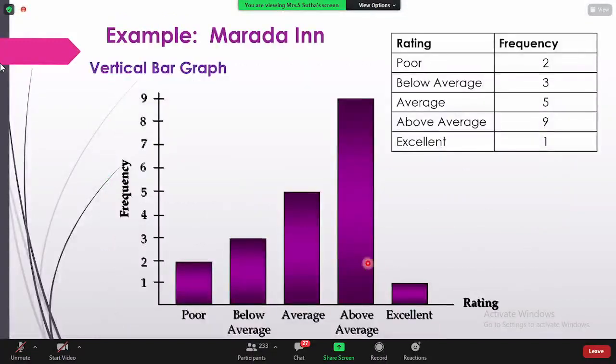Now here we are taking the vertical bar chart for the same example. Earlier we considered the rating of the accommodations, the quality of the accommodations. So we have this frequency distribution. Here we are taking rating on the horizontal axis. Then there are 5 non-overlapping classes: poor, below average, average, above average, excellent. Then we are taking the frequencies on the vertical axis.